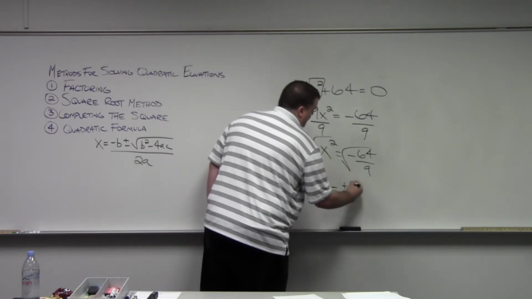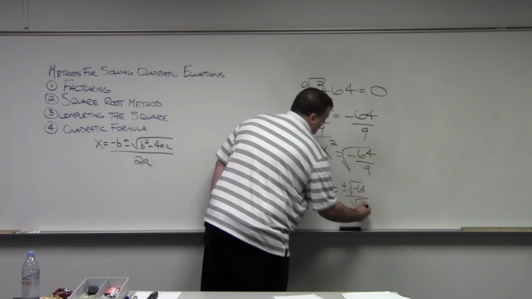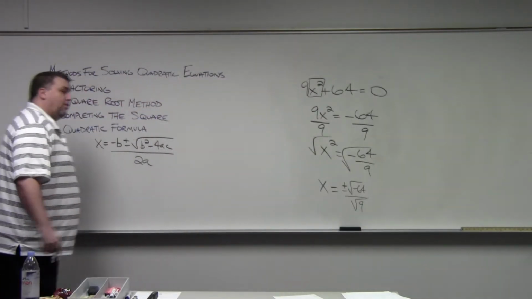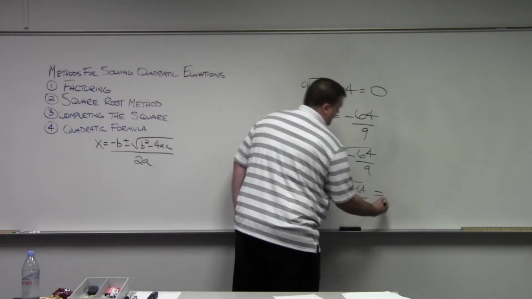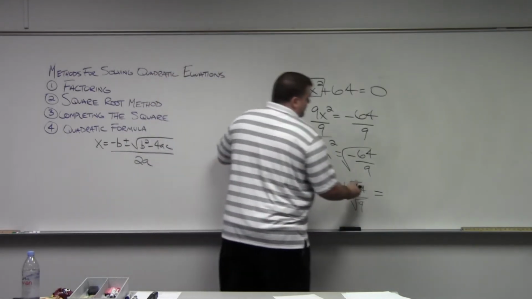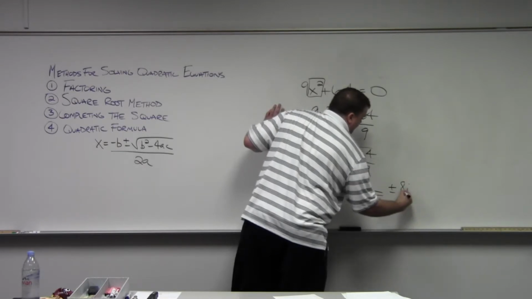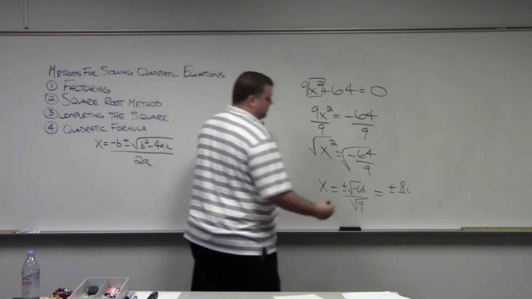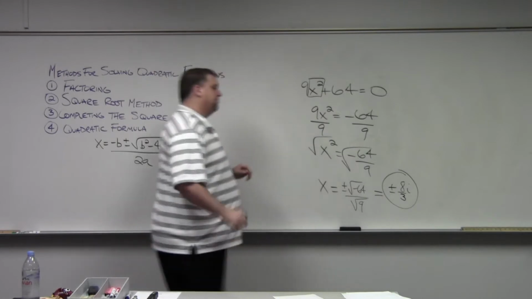Now with a fraction, you can split it up. Take the square root of the top and bottom separately. So the square root of negative 64 would be what? 8i. The square root of 64 is 8. Since it's negative, it has to be an imaginary, so 8i. And what's the square root of 9 on the bottom? 3. That'll be my answer.